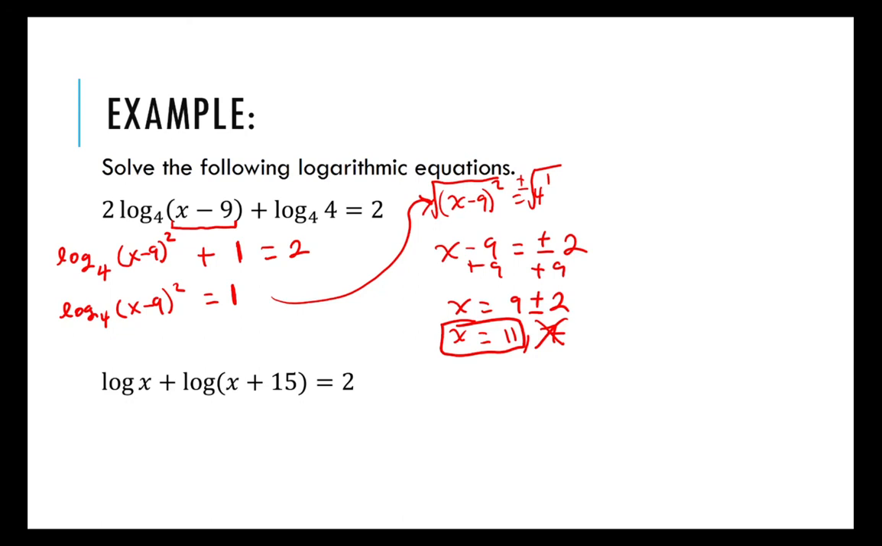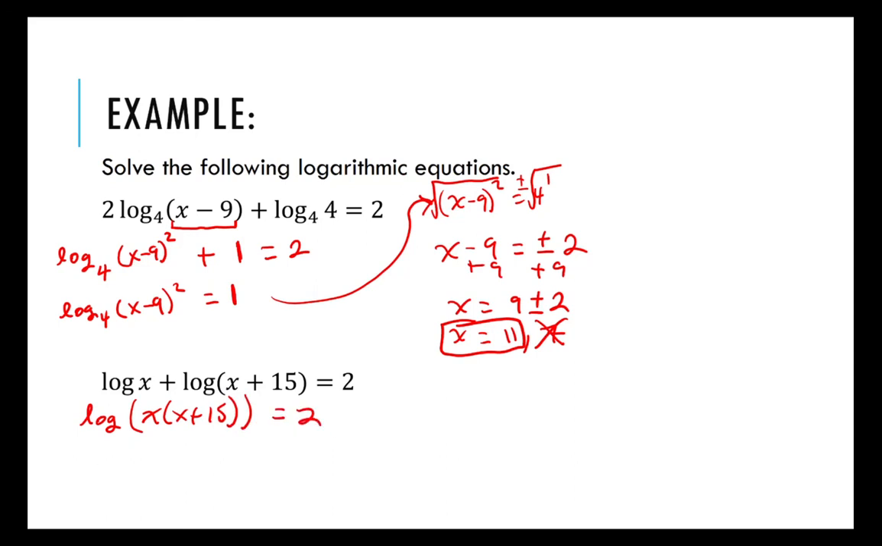Log of x plus log of x plus 15. Notice that I have matching logs of base 10. So then addition of logarithms is multiplication of the arguments. So that's going to be log base 10 of x times (x plus 15), which is then equal to 2.